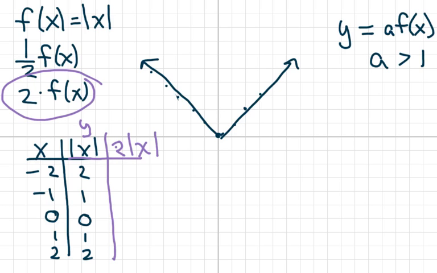So I'm just multiplying this column here. So that would be 4, multiplying by 2. So 4, 2, 0, 2, 4. When I plot these, negative 2, 4 is here, 2, 4 is here, 0 is still at 0, negative 1 goes to 2, and 1 goes to 2.